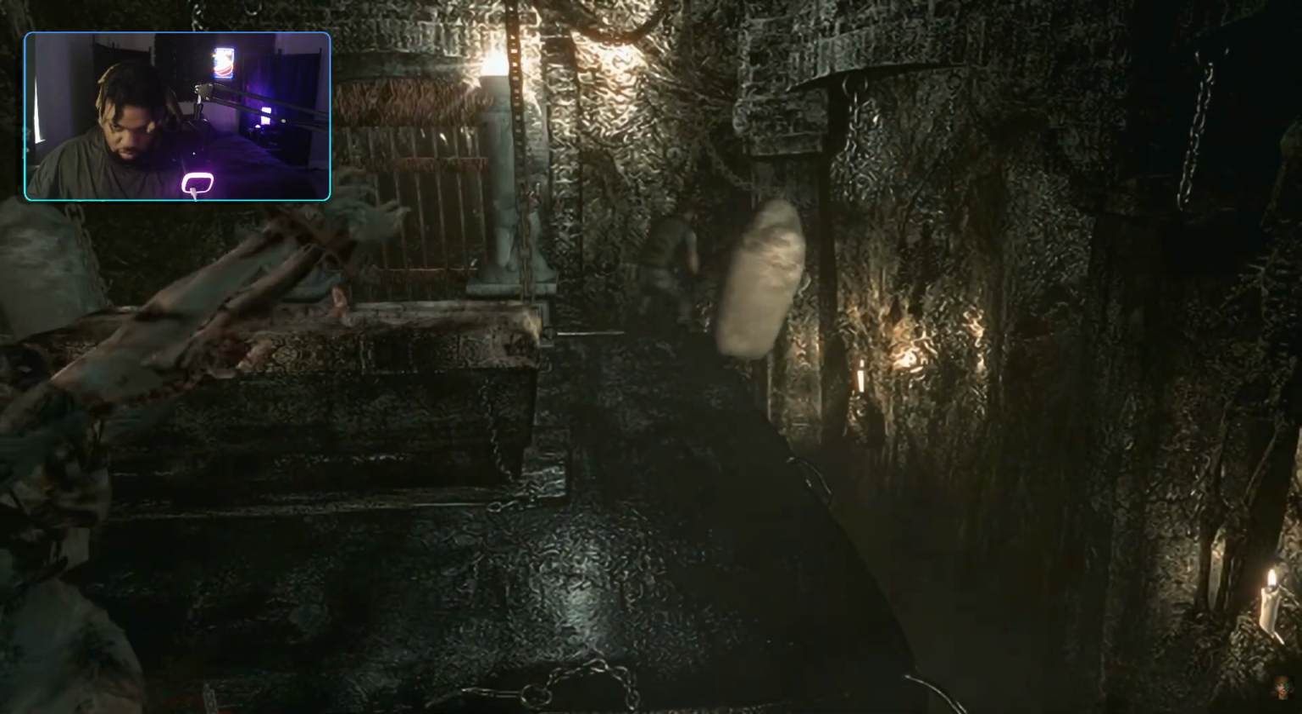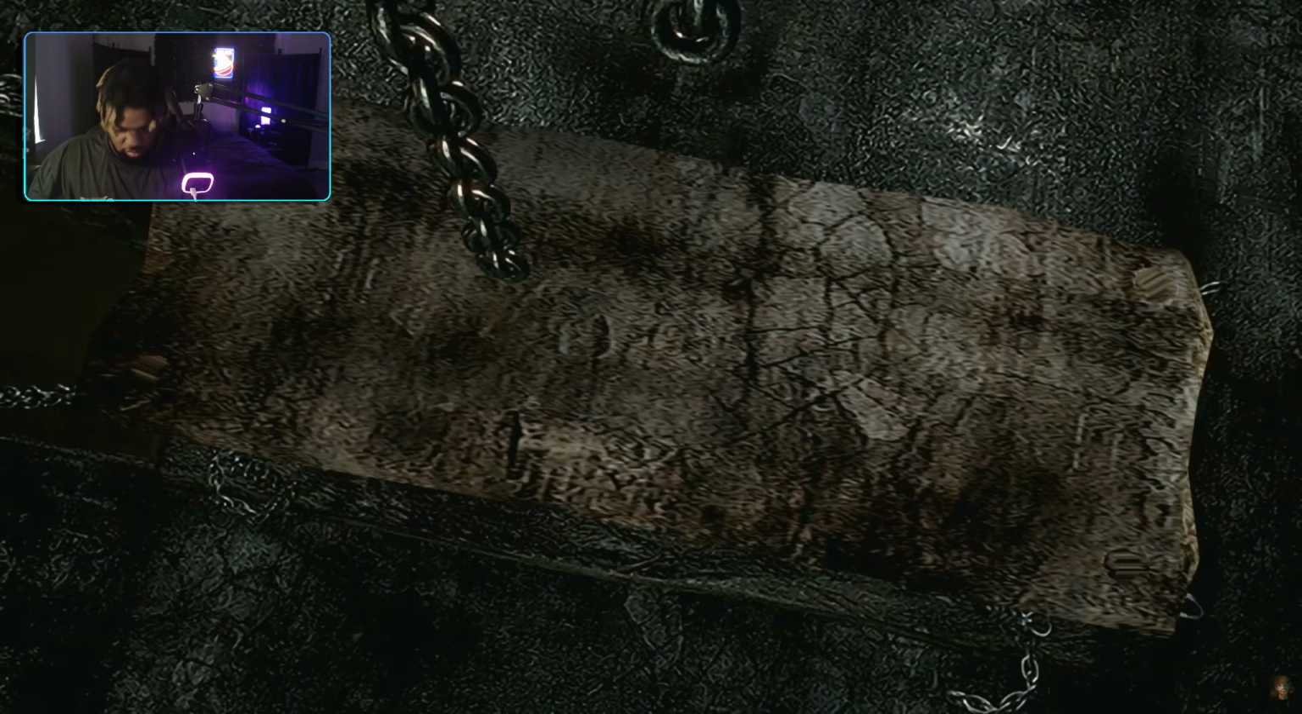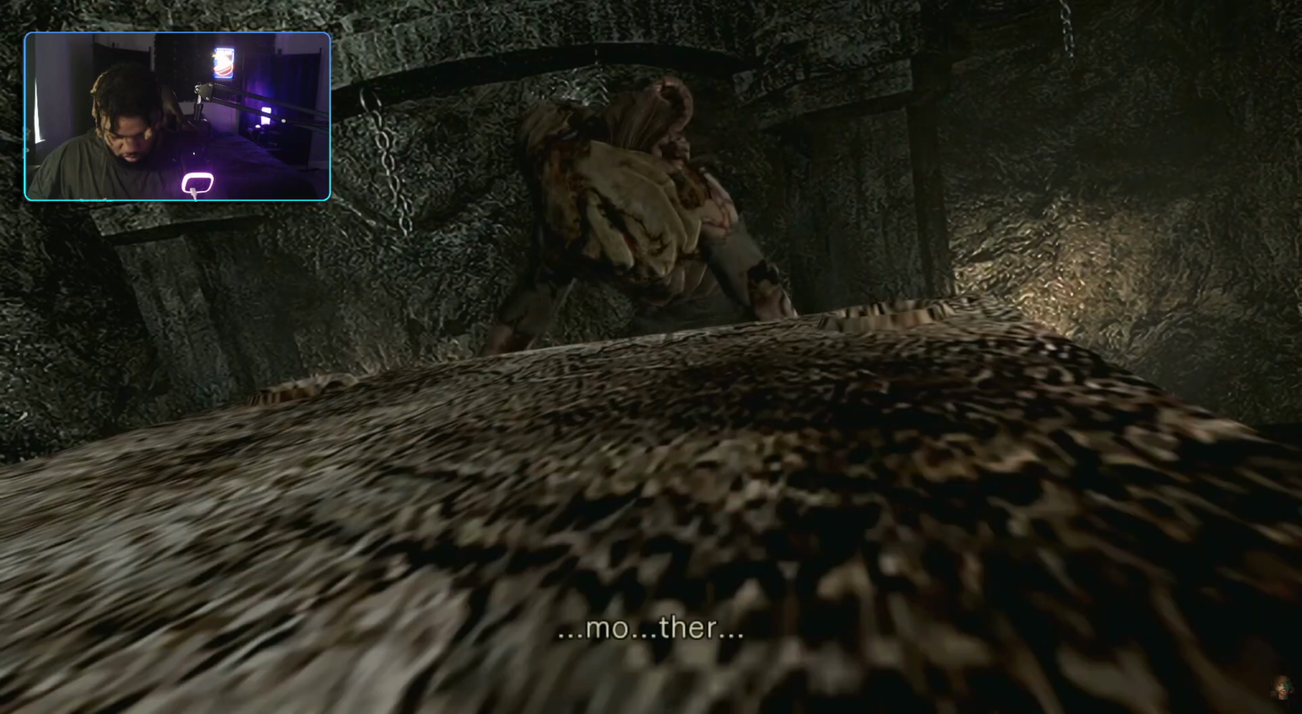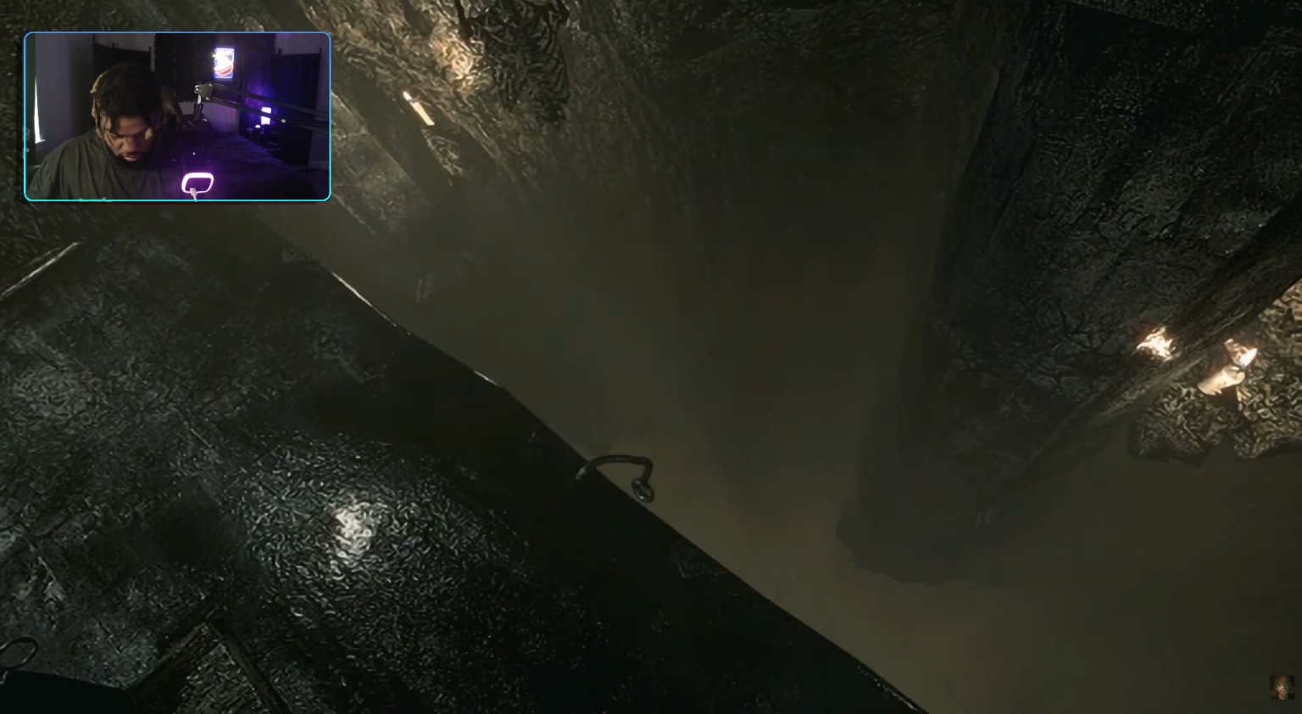Pushing 4 stone pillars off the platform, this breaks the 4 chains on the coffin in the middle, and with all the chains broken, Lisa has now found her mother, who was inside it. Lisa then falls down into the depths.